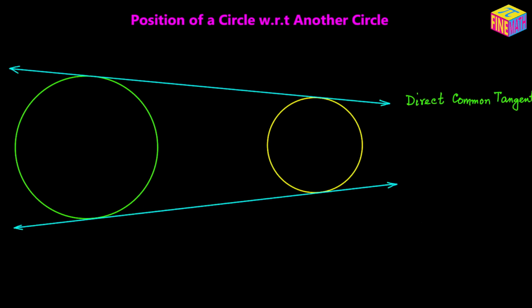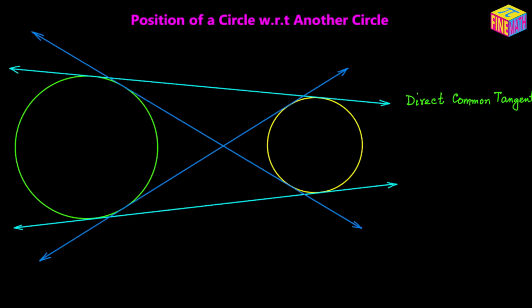As you see in the diagram, these are called direct common tangents. And also we can have another type of tangent, and they kind of look like this. They are called the transverse common tangent. So as you can see, we can actually have 4 different common tangents between the two circles. 2 of them are direct common tangents and 2 of them are indirect or transverse common tangents.